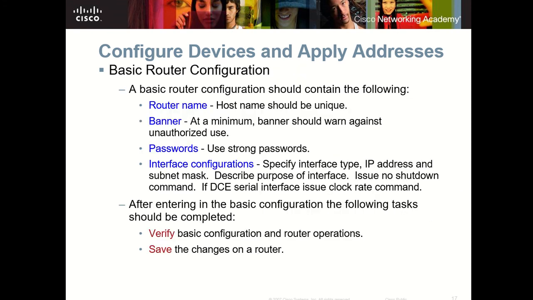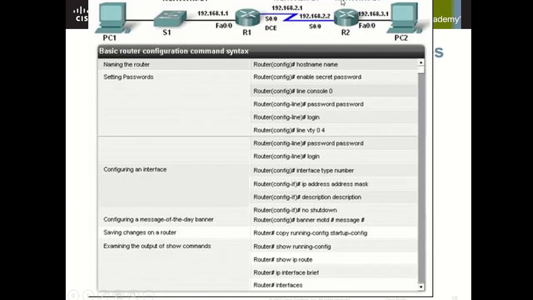Alright. Let's review the basic configuration you need to set on our router. You need to name the router. You can set a banner, set a password, and configure interfaces. You can also use the verify basic information command to check whether the information you configured on the router is correct, and you can also save. So again, you already know this, so I'll skip it.